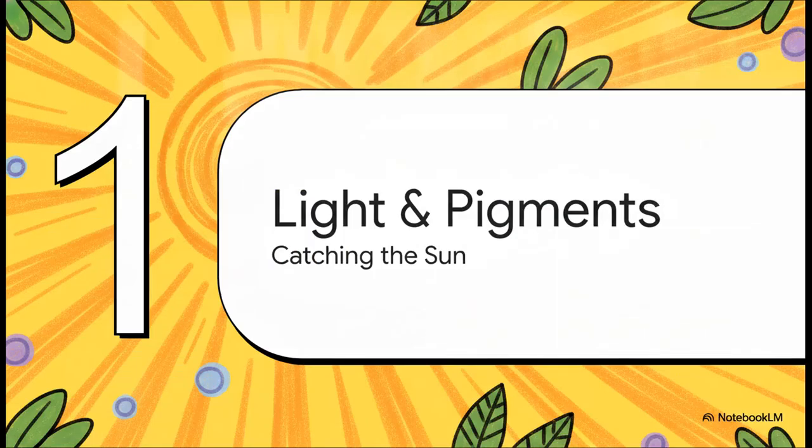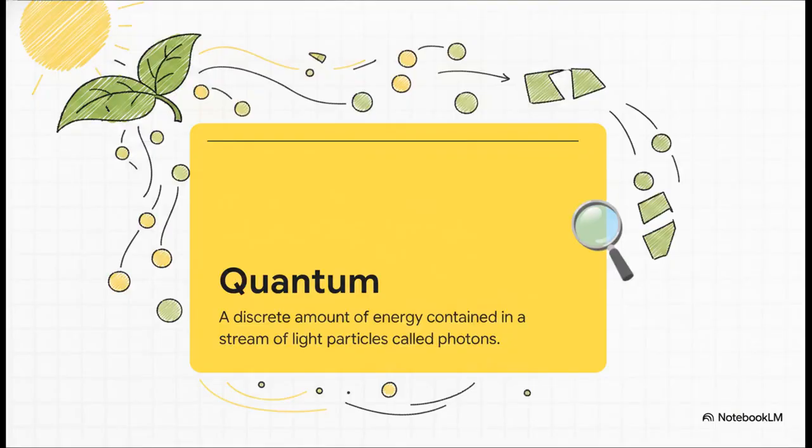Section 1. Light and plant pigments. Okay, let's dive right in by exploring the raw fuel of our entire engine here, light, and the highly specialized plant pigments responsible for actually catching it. To really understand energy capture in a plant, we have to define our energy source first. Light doesn't just wash over a leaf in some shapeless, continuous wave.